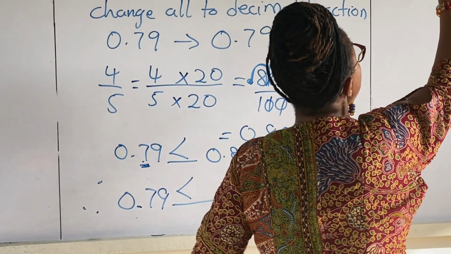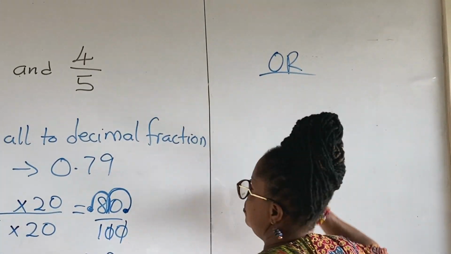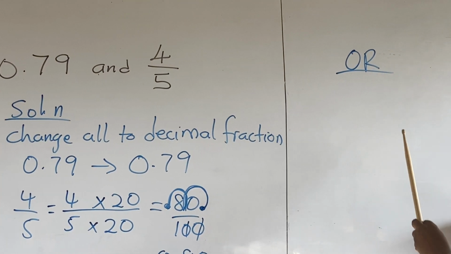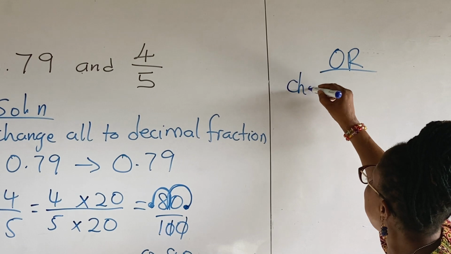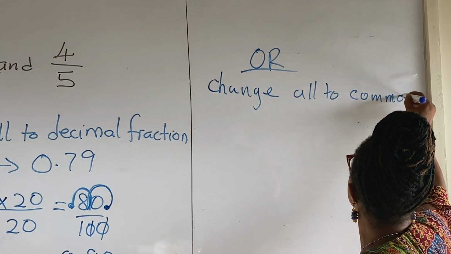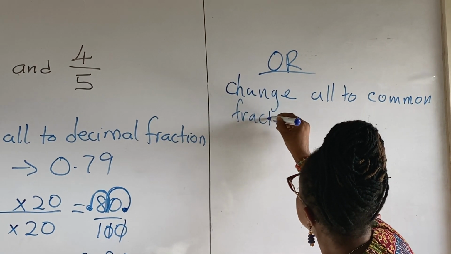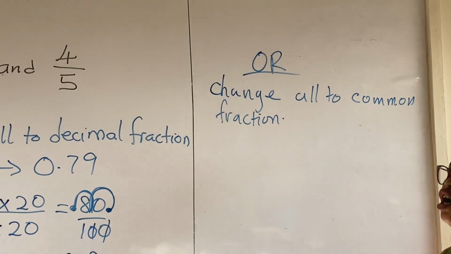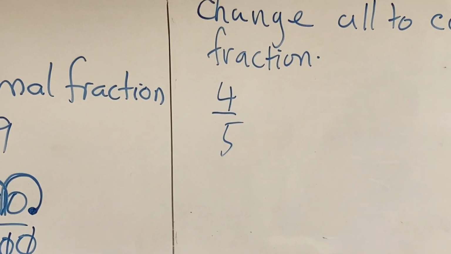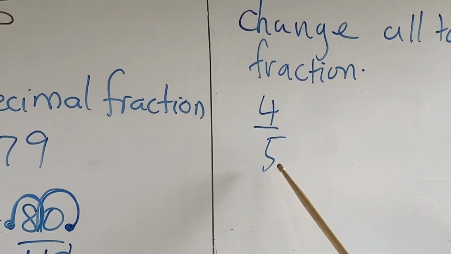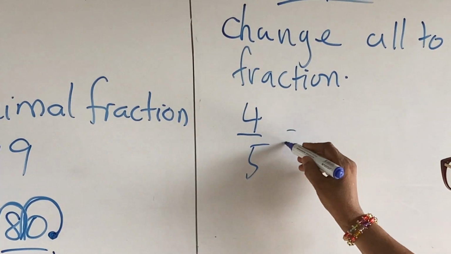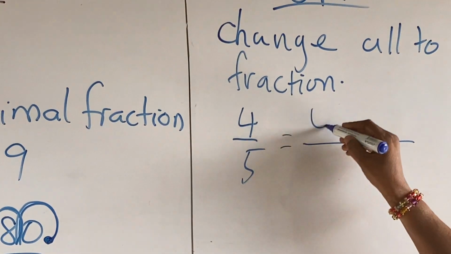So let's look at the other way around. Here we changed all to decimal fraction. But the other way around, we can change all to common fraction. So how do we change all to common fraction? 4/5 is a common fraction already, but we want all of them to have the same denominator. So we are going to repeat the same thing here.